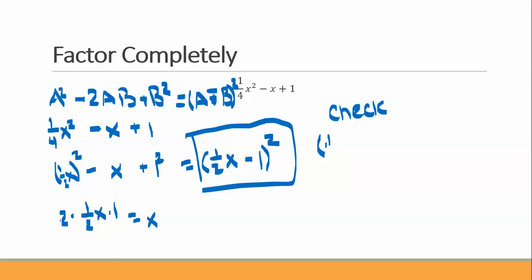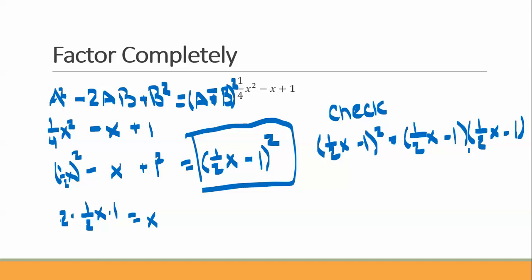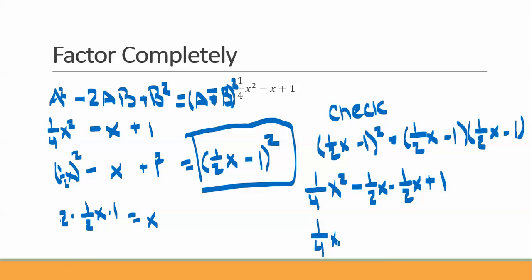And we have 1/2 x minus 1 squared. That's 1/2 x minus 1 times 1/2 x minus 1. Multiplying that out, 1/2 x times 1/2 x is 1/4 x squared minus 1/2 x minus 1/2 x plus 1, and minus 1/2 and minus 1/2 is minus 1, so that is 1/4 x squared minus x plus 1, and it indeed checks out.